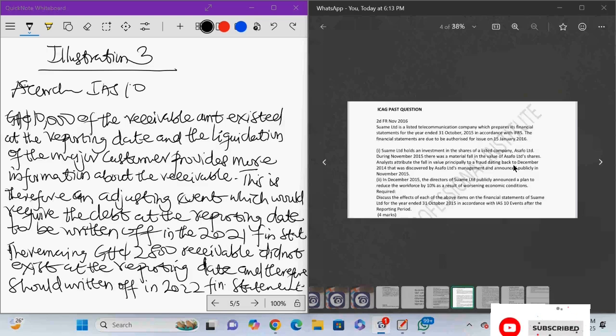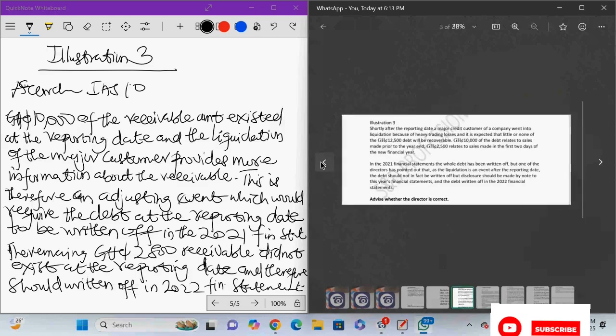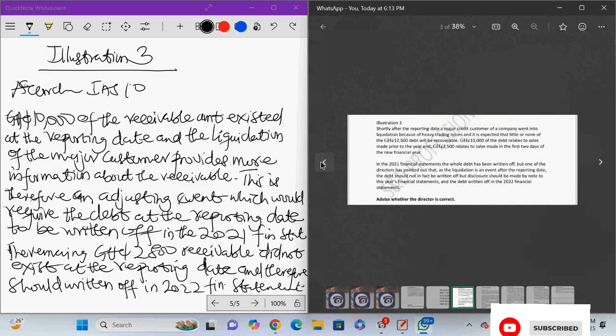Yes, I thought you said the remaining 2,500 will be disclosed rather. So I don't understand why you changed it to should be written off later on. In the current year's period, it has to be disclosed, but in the subsequent years, it will be written off.